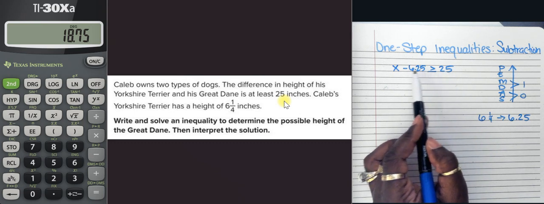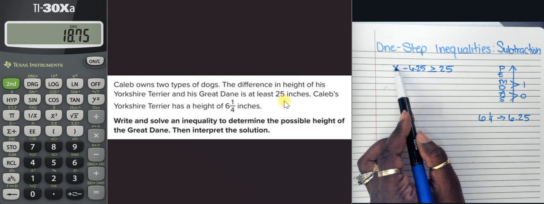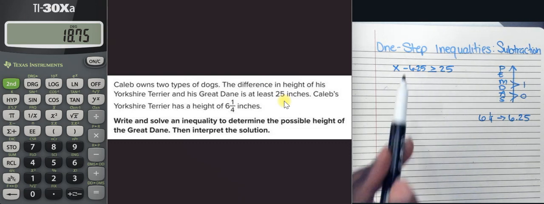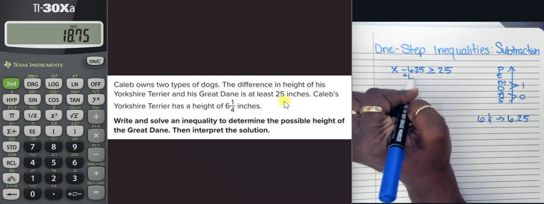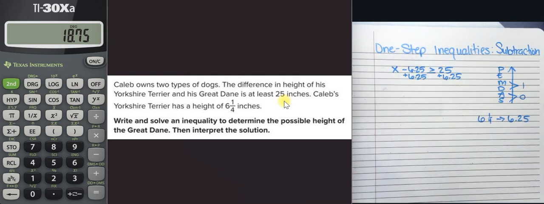Okay, so first thing I want to do is try to isolate the variable. In order for me to isolate the variable, I need to figure out what's stopping it from being isolated. Well, I see x, and then I see that we're subtracting 6.25. So in order to undo that, like get rid of that negative 6.25, I need to add 6.25, the inverse operation, to both sides. So this is 6.25.